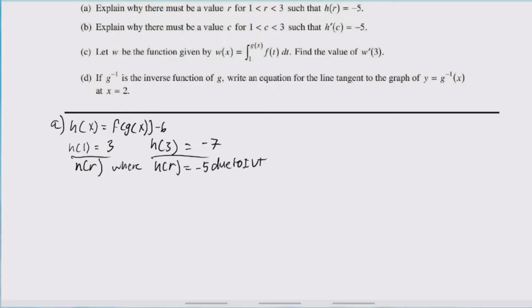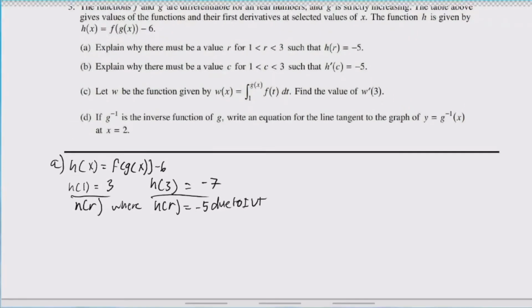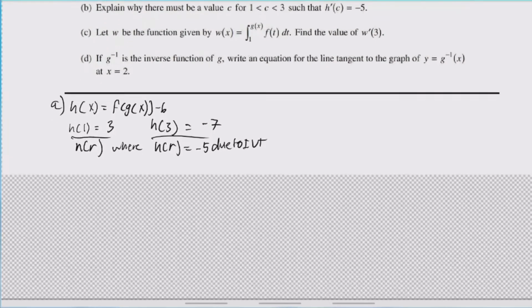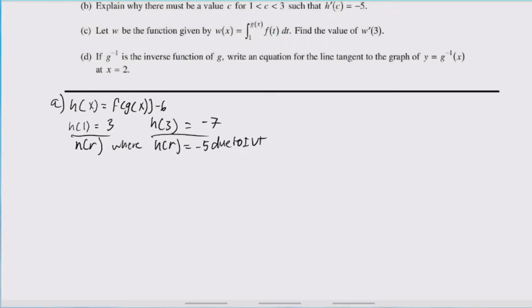One thing you're going to want to do as well is you are going to want to say that we know that it is going to be continuous as well. So you might want to write that out.